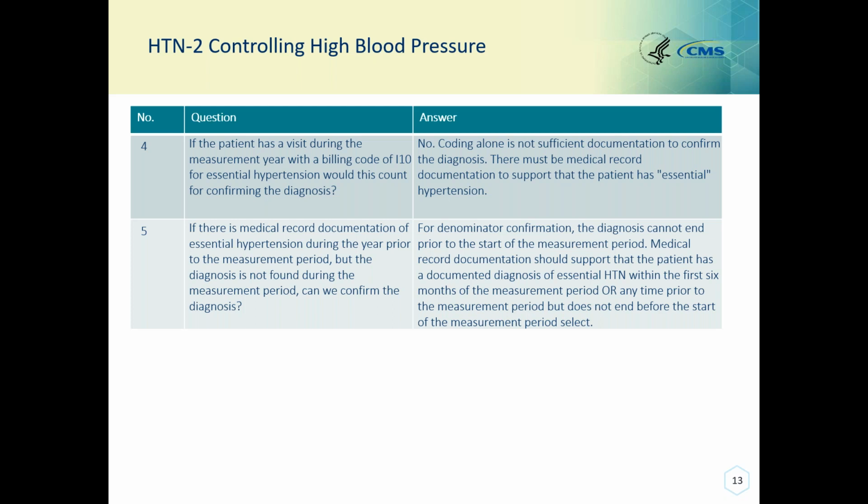And the last question is, if there is medical record documentation of essential hypertension during the year prior to the measurement period, but the diagnosis is not found during the measurement period, can we confirm the diagnosis? For denominator confirmation, the diagnosis cannot end prior to the start of the measurement period. The medical record documentation should support that the patient has a documented diagnosis of essential hypertension within the first 6 months of the measurement period or any time prior to the measurement period, but does not end before the start of the measurement period.